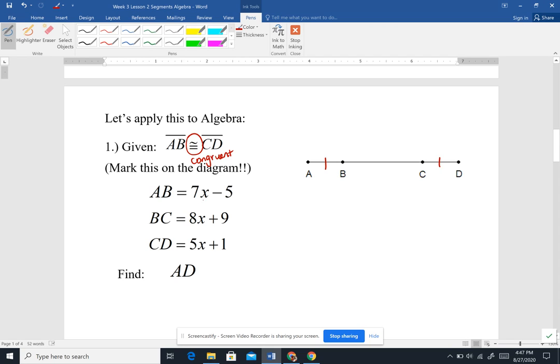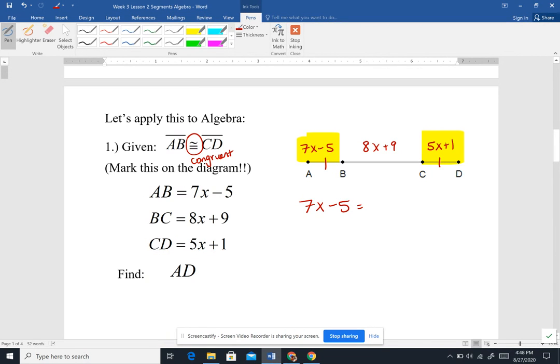And sometimes it's good to put all of these expressions on the picture too. So AB is 7x minus 5, BC is 8x plus 9, and CD is 5x plus 1. Sometimes we get into the habit of thinking that we need to use every single detail in a problem in order to solve an equation. But in this case, I just want to use the two segments that are congruent to each other and take those expressions and set those equal to each other. So that's what I'm going to do.